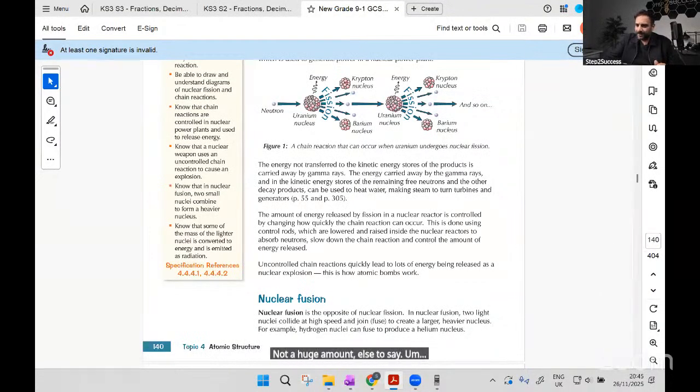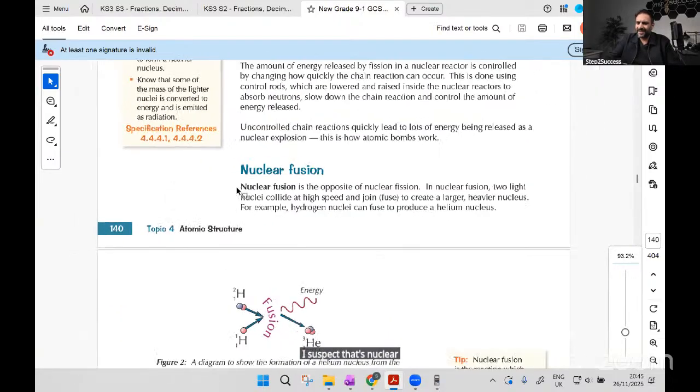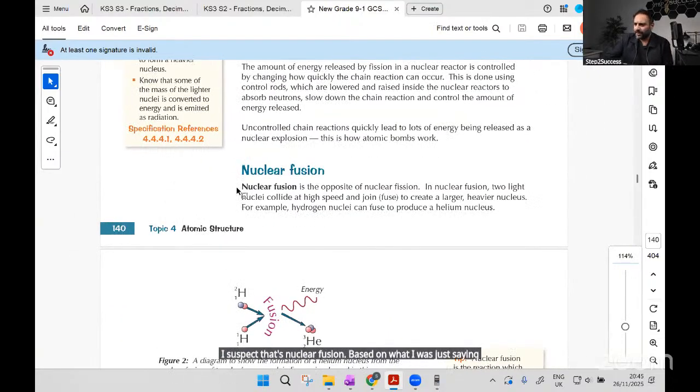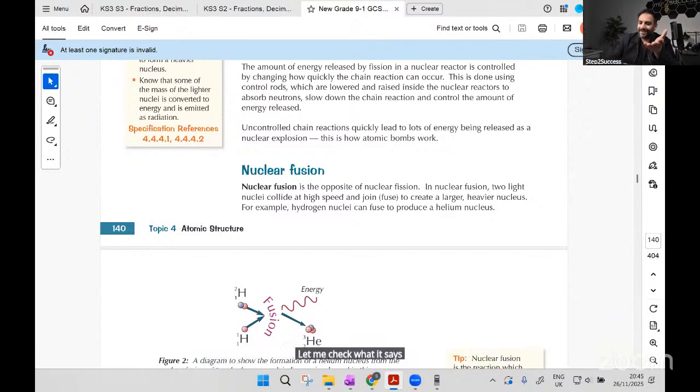We've got a question. Can you remind me of something that is related to the sun? Do you mean nuclear fusion? Is that what you are referring to? I suspect that's nuclear fusion. Based on what I was just saying, I suspect you're talking about nuclear fusion. Nuclear fusion is, as I said, the opposite of nuclear fission. Fission is the splitting of two nuclei. So one, let me check what it says. Hydrogen, yes, it is indeed. That's what it is. Right.